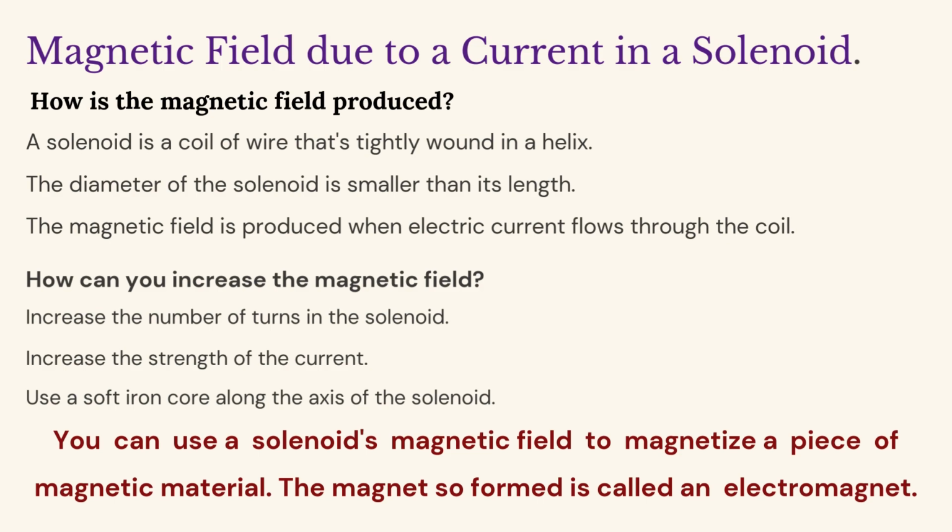How can you increase the magnetic field? By increasing the number of turns in the solenoid. By increasing the strength of the current and also using a soft iron core along the axis of the solenoid. You can use a solenoid's magnetic field to magnetize a piece of magnetic material. The magnet so formed is called an electromagnet.